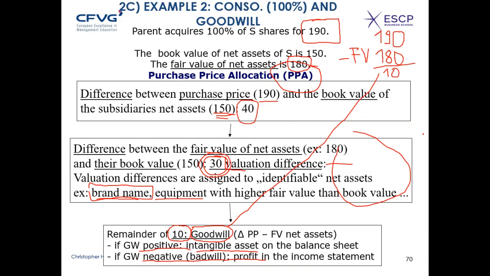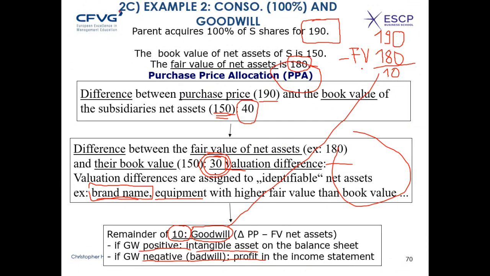So a badwill, a negative goodwill, is given when you pay less for a company than the fair value. So here the fair value is 180, but maybe I pay only, whatever, 160. That means there would be a badwill or negative goodwill of 20.